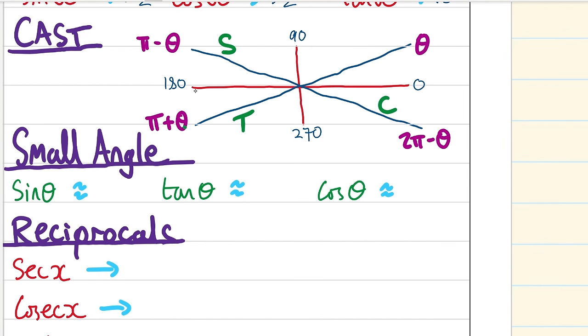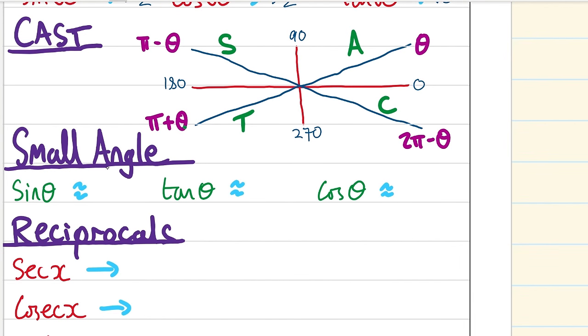And this also helps us knowing which trig values are negative positive in which quadrant. So they're all positive in the 0 to 90 quadrant. Only sine is positive 90 to 180. Only tan 180 to 270, and only cos 270 back to 360.